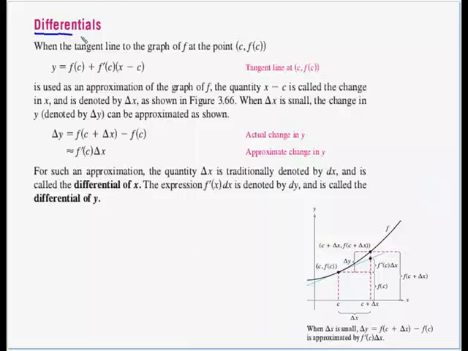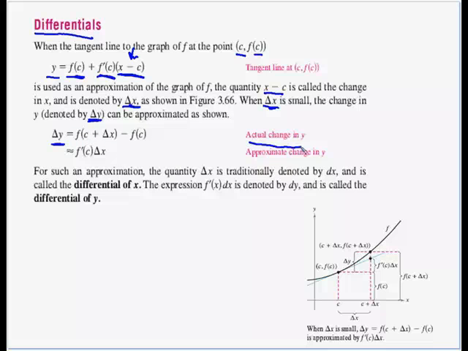Now, differentials. Consider the tangent line to the graph of a function at the point (c, f of c). We have our tangent line y equals f of c plus the derivative at the point times x minus c. This tangent line is used as an approximation of the graph of f. The quantity x minus c is called the change in x and is denoted by delta x, as shown in figure 366. When delta x is small, the change in y, denoted by delta y, can be approximated as shown. So delta y is f of c plus delta x minus f of c.